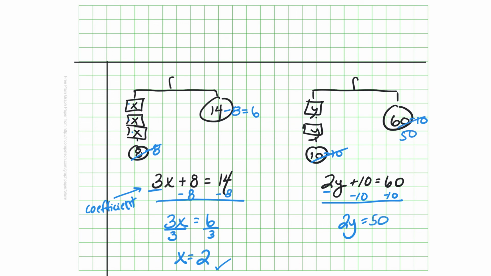And now I have my 2 y's that I want to split into 2 sections, right? Because I want 1 y to figure out how much just 1 y is worth. So I'm going to split that into 2 sections. So I just have 1 y. And I'll have to split my 50 into 2 sections as well. And 50 divided by 2 is 25. So that would be my solution.